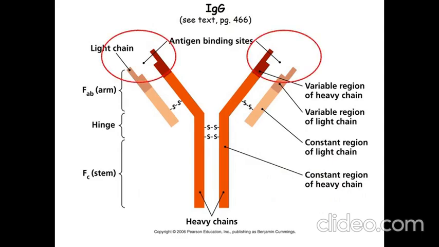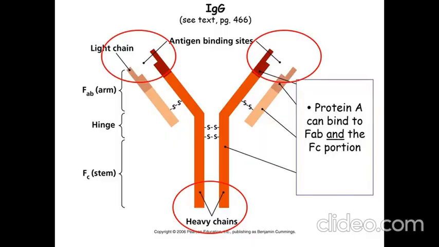So this is that same image that we've looked at before. Now you have that Fab portion, the arm portion, and this is what has the antigen binding site. So this is the area that is specific to protein A. Now protein A has this unique characteristic that it can bind not just to the Fab portion, but also to the Fc portion, so the lower portion. So protein A can bind to either the Fab or the Fc portion.